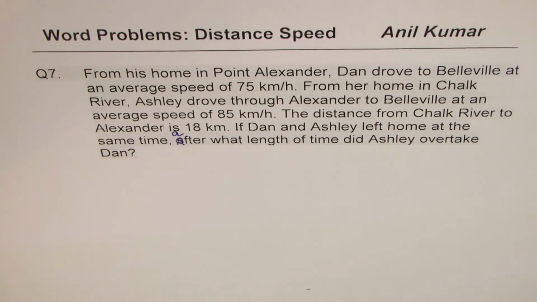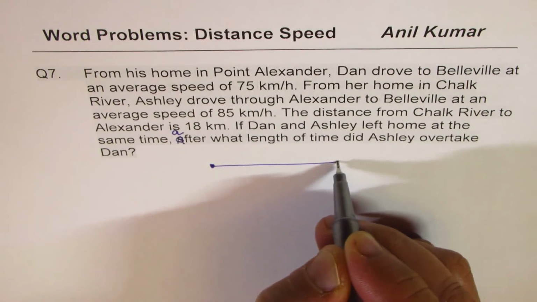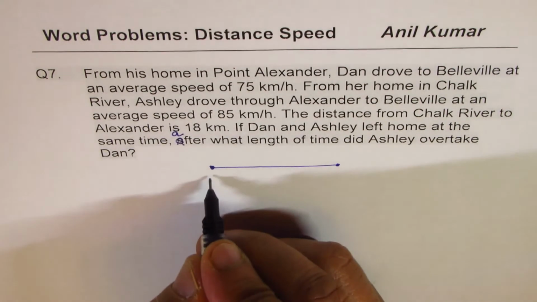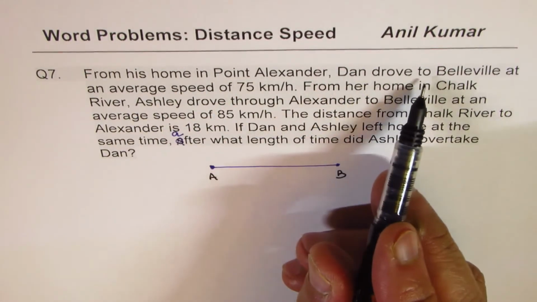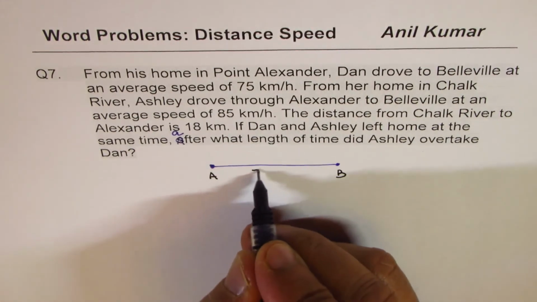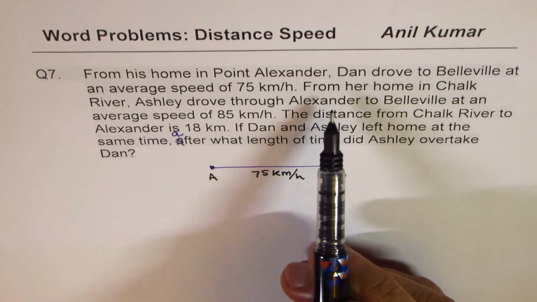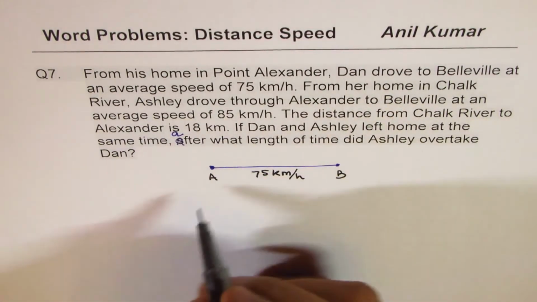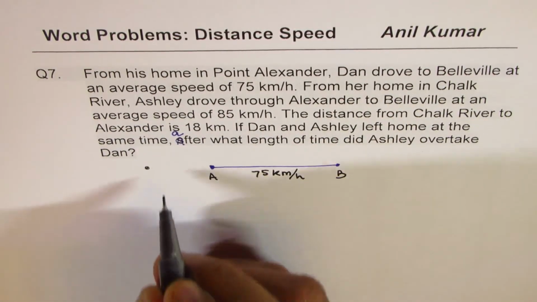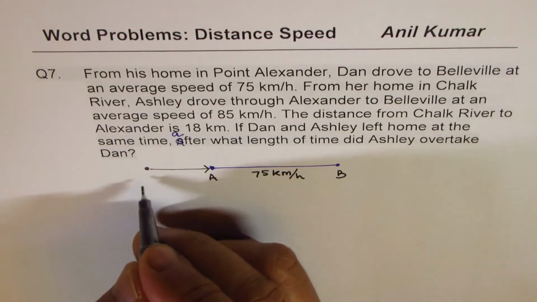Now this is slightly different from what we had been doing so far. So let's sketch our diagram and understand. So let's say this is from Alexander to Belleville. This is where Dan drove at a speed of 75 kilometers per hour. Correct? Now, Ashley actually starts from a different place, Chalk River, and goes via this. So let's say Chalk River is somewhere here, right? So first she covers this distance and then she goes along the same path. So we'll call this C.